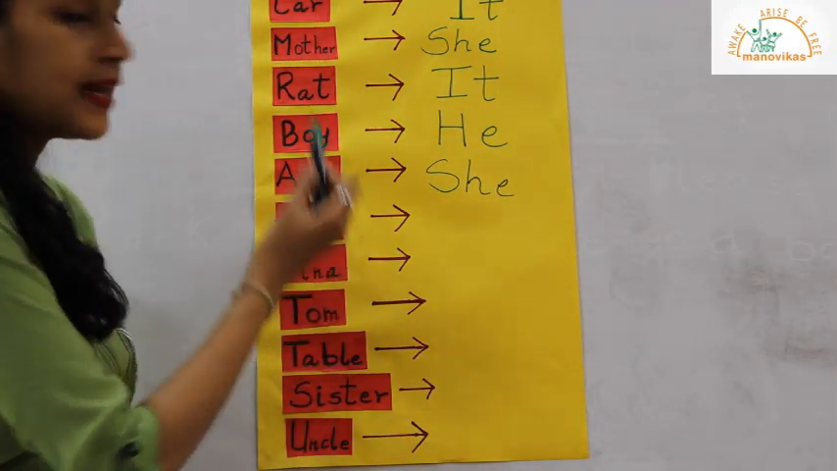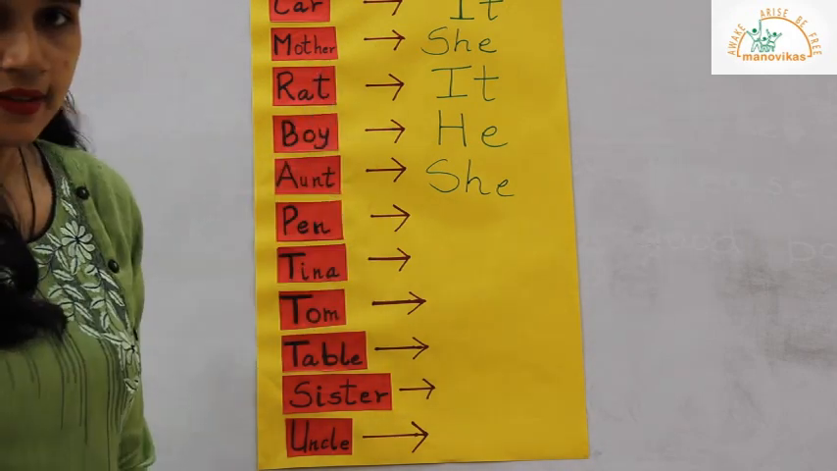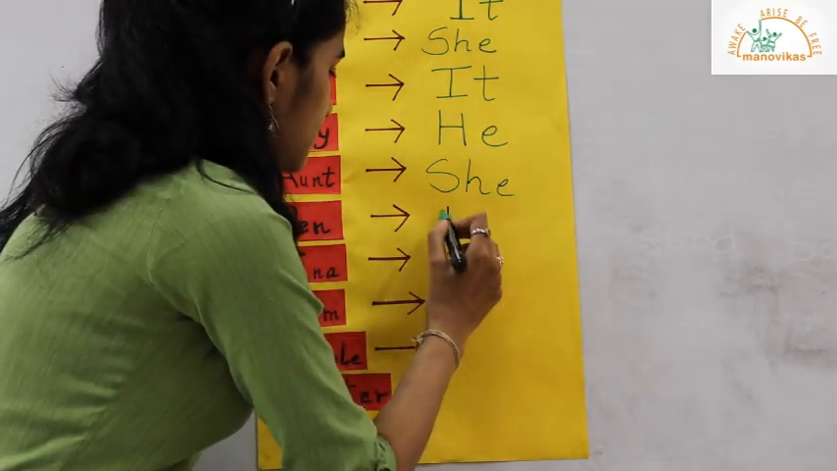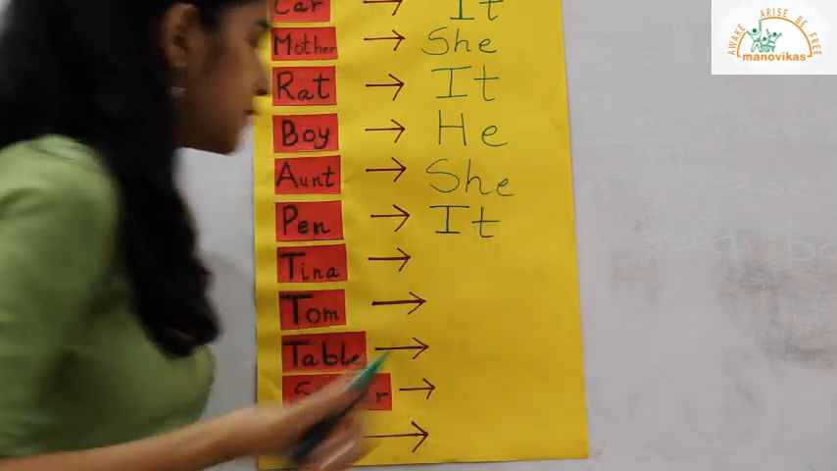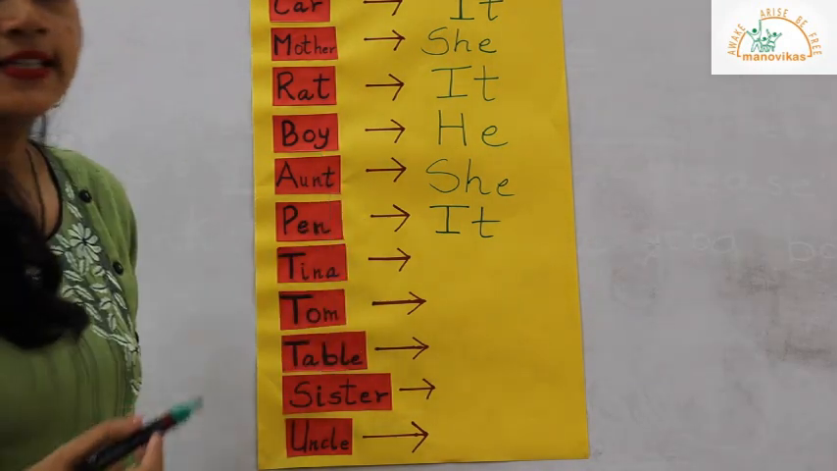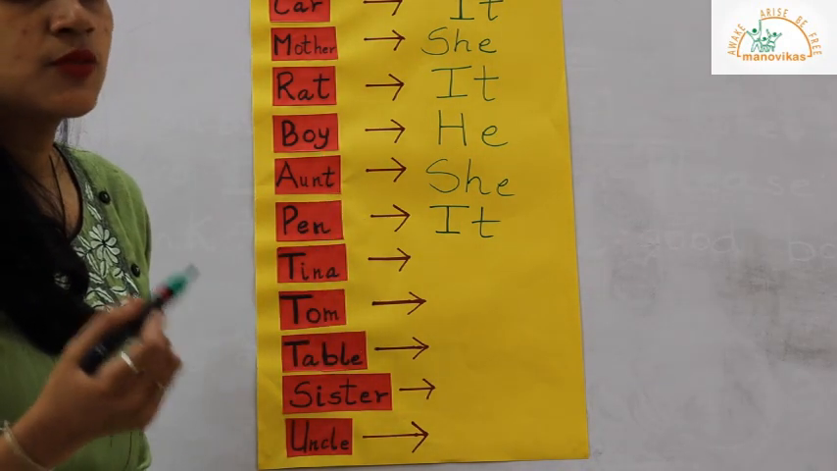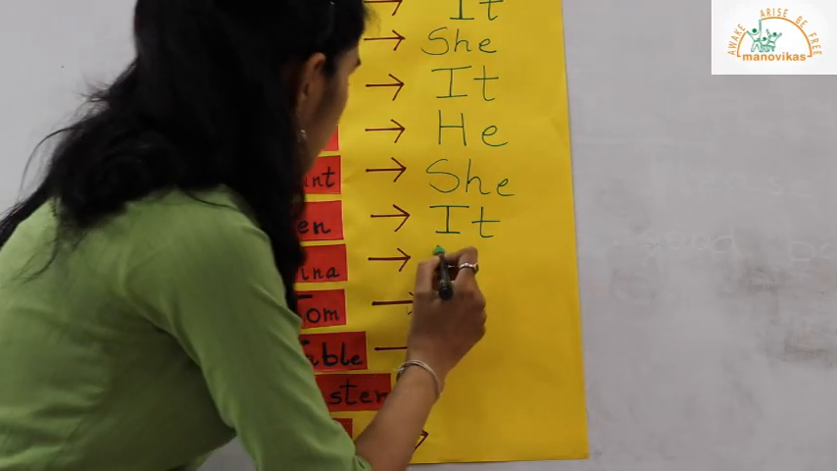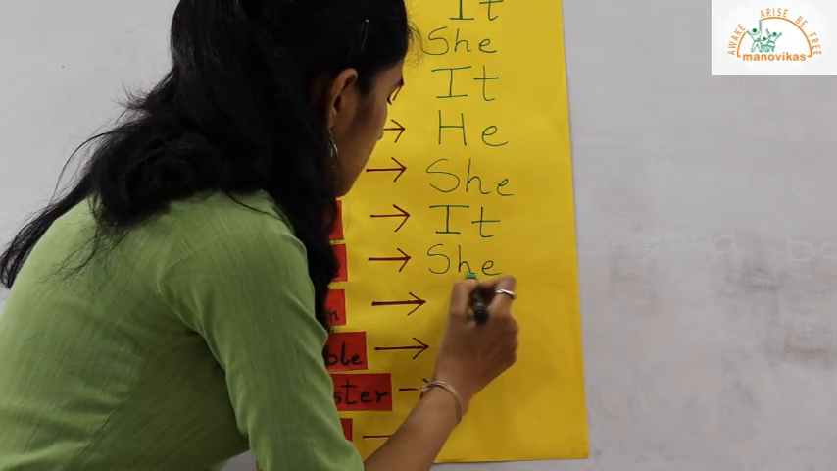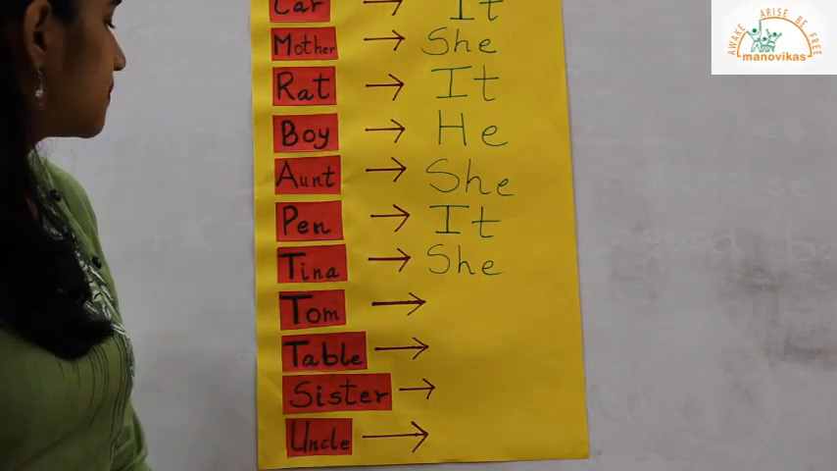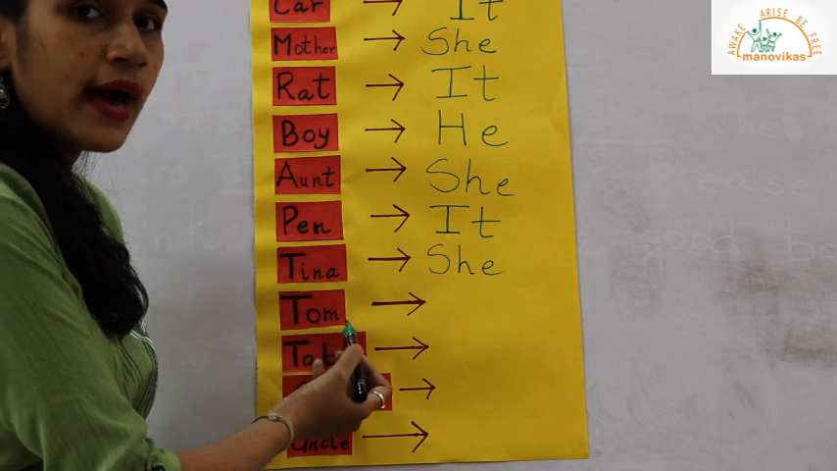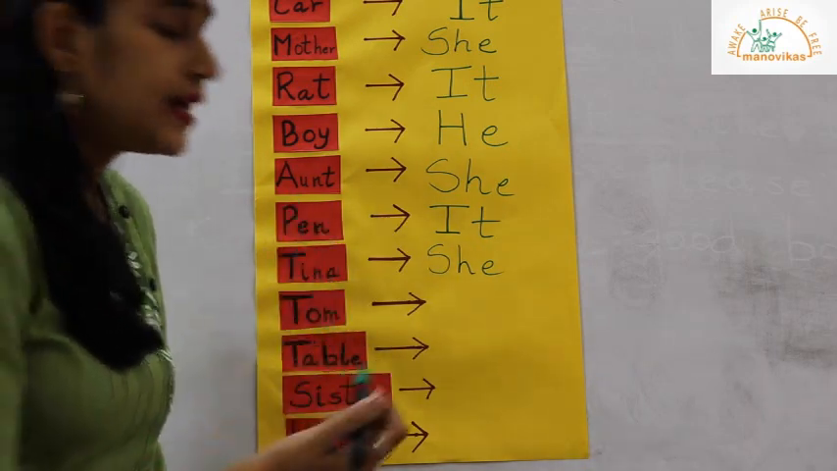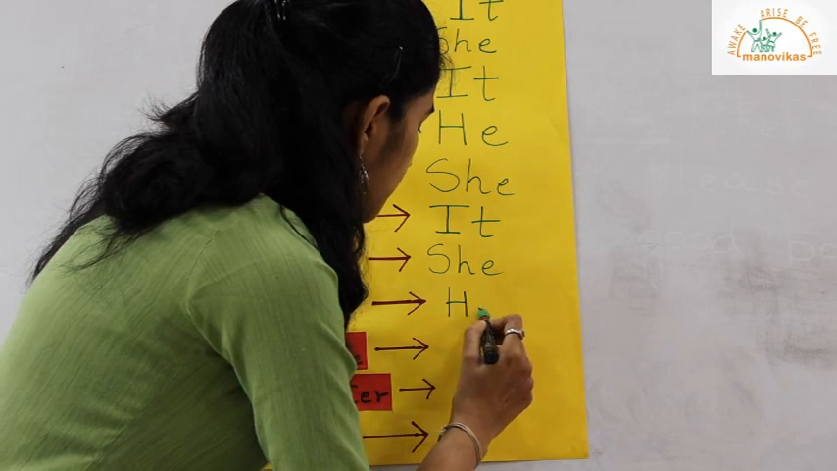Next we have P-E-N. Pen. A pen is a thing. That means we are going to use it. I-T. It. T-I-N-A. Tina. Tina is a name used for a girl, which means we will use the pronoun she. S-H-E. She. T-O-M. Tom. Tom is the name of a boy. So we will use the pronoun he. H-E. He.